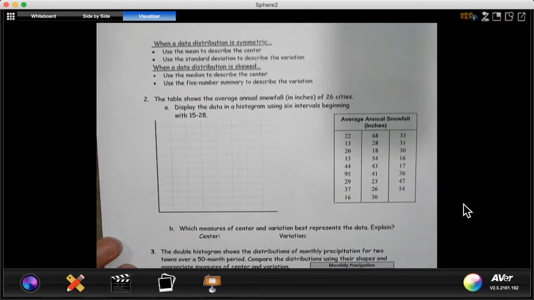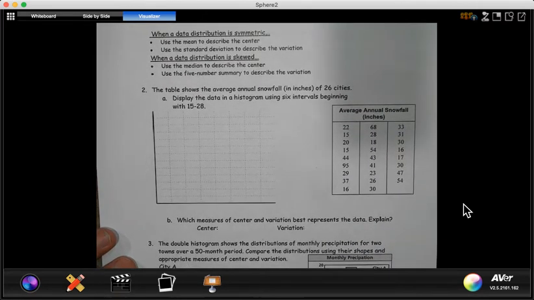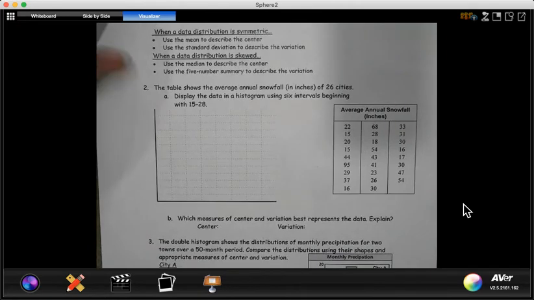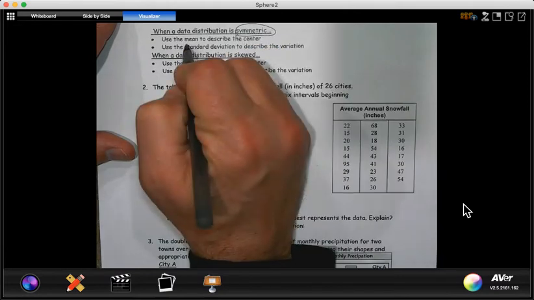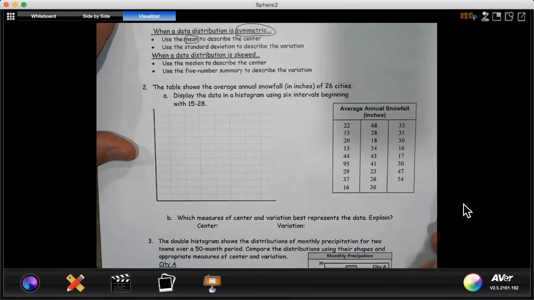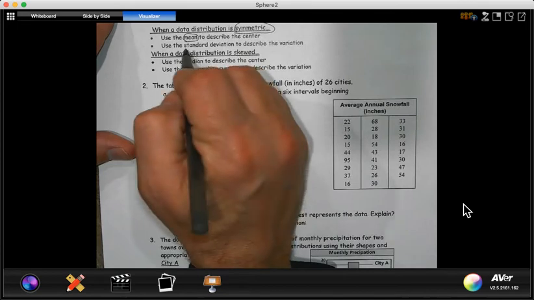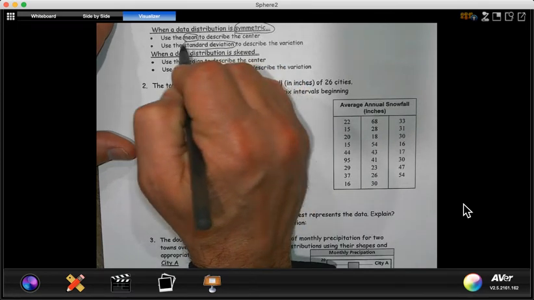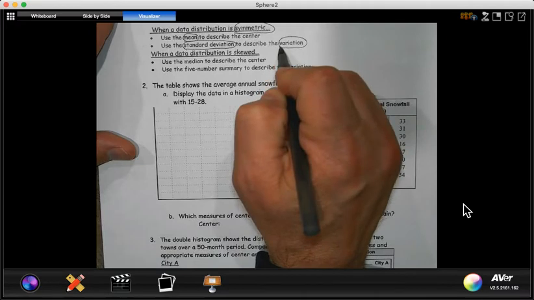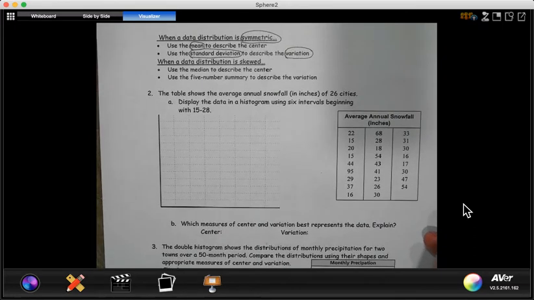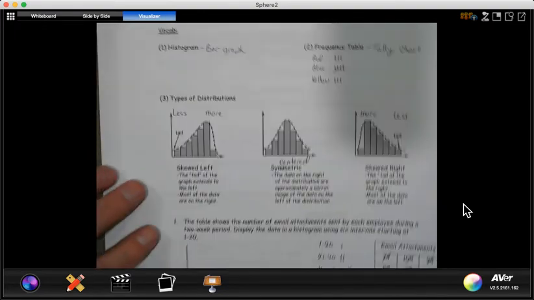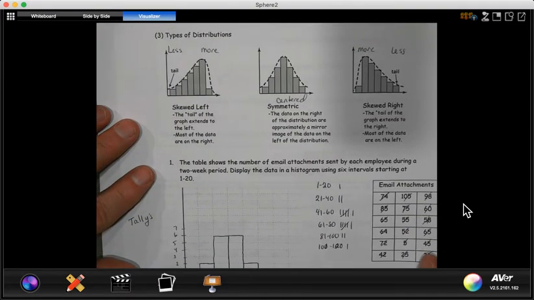So when data is symmetric, you use the mean to describe the center. Whenever you have a centered set of data, you use the mean. Then you use the standard deviation to describe the variation. These are just some rules of thumb that statisticians follow. Maybe we add these to our graph over here because we've got centered and skewed.